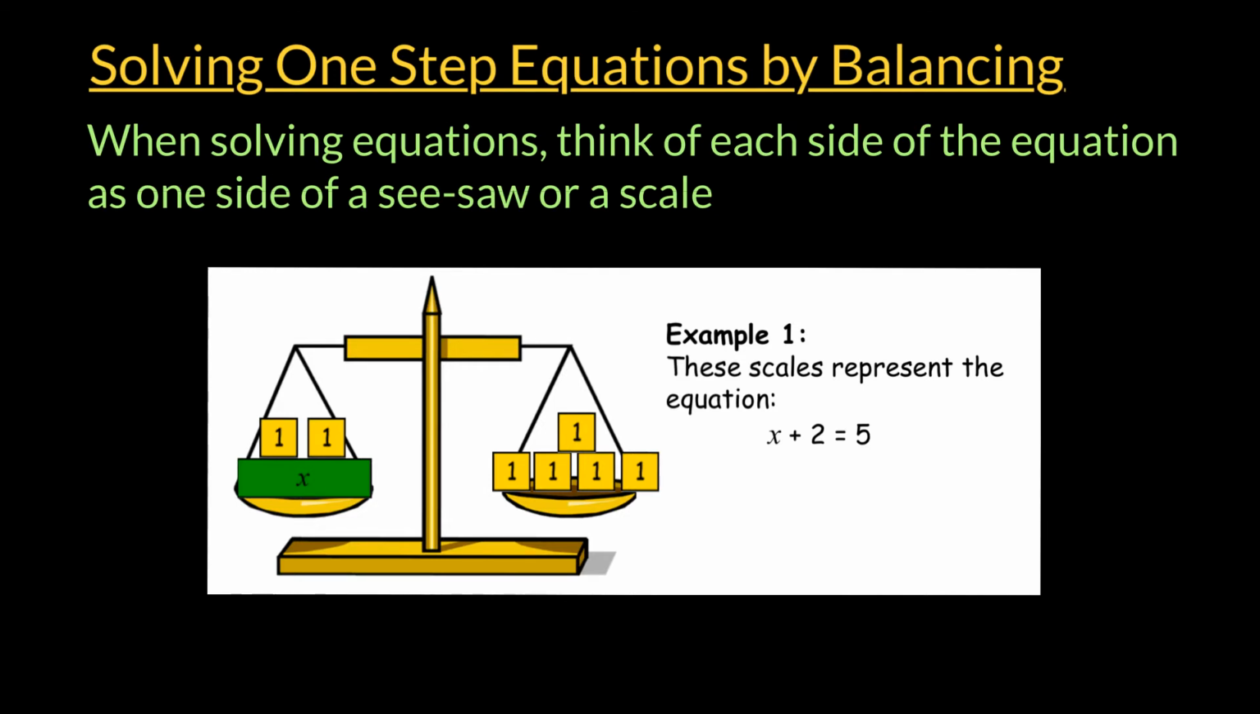And here we have the equation x plus 2 equals 5 represented in this way. On the left-hand side of our equation, we have x plus 2. And on the left-hand side of our scale, we have this green block, which represents the x, and then two little 1 blocks, which represent the 2. On the right-hand side, we have 5. And on the right-hand side of our scale here, we have 5 little blocks. So that's how we can represent this equation, x plus 2 equals 5, visually or in scale form, because you can see that they are balanced, that the scales are equal.